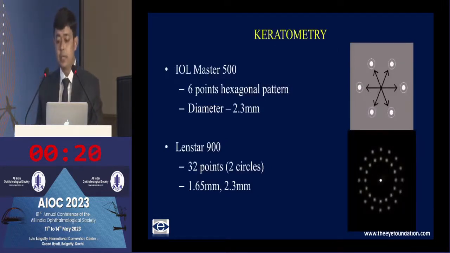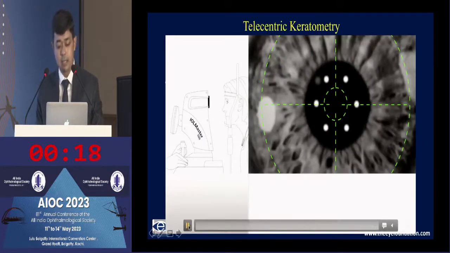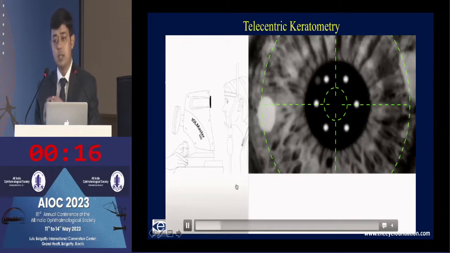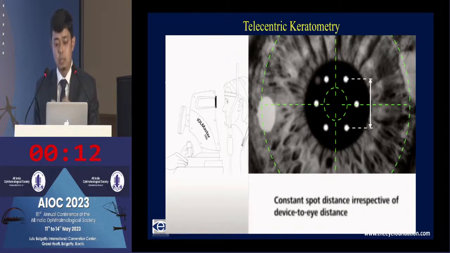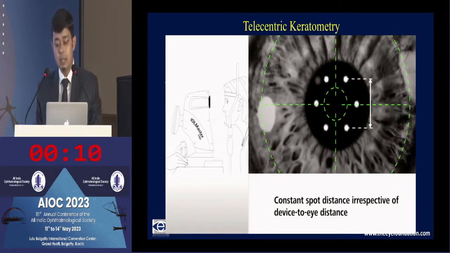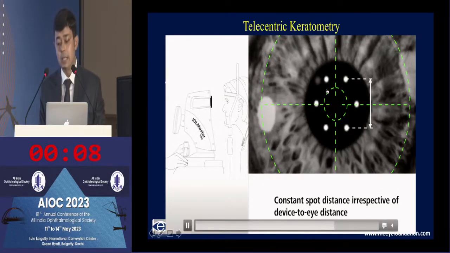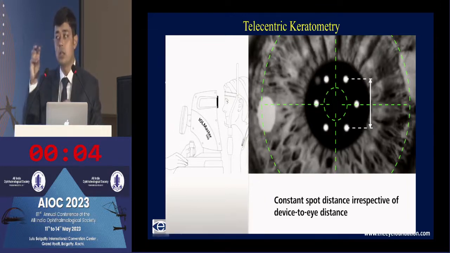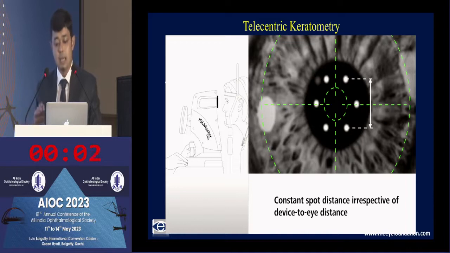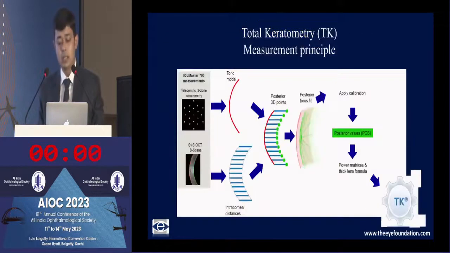In keratometry as well, it has something called telecentric keratometry, where essentially, even if the observer who's measuring it or the patient is not able to keep their head very steady, the distance between these spots is maintained. So even if there is a little bit of defocus, the area which is being measured on the central cornea remains constant. And as a result, the recordings are more repeatable. I'll just close in a minute.